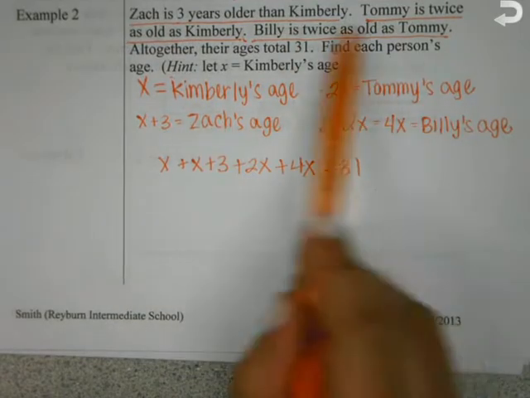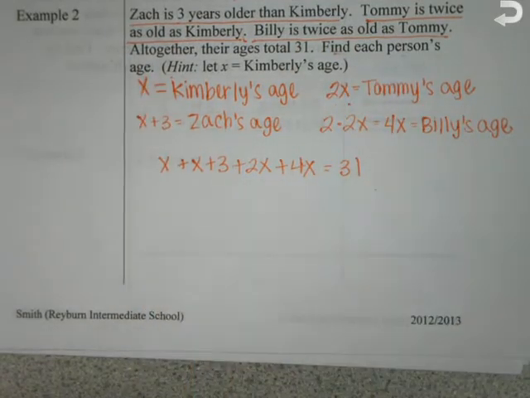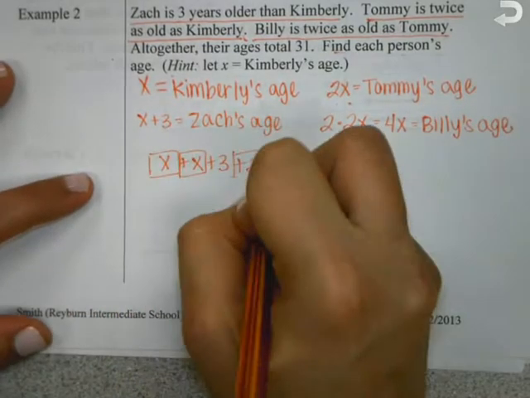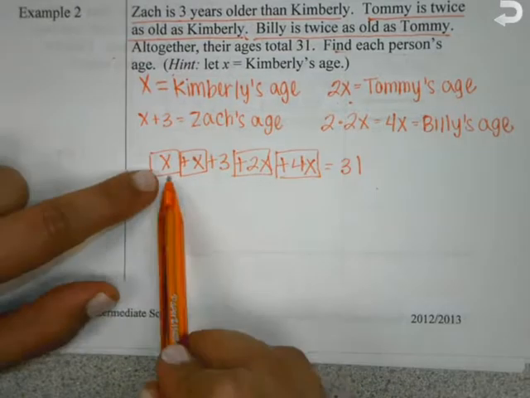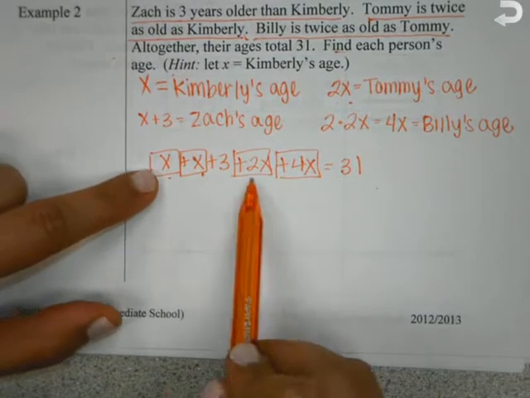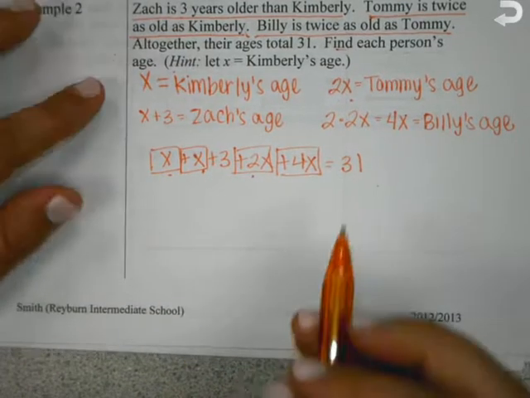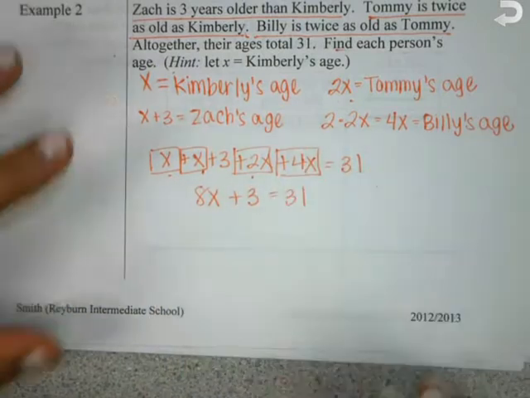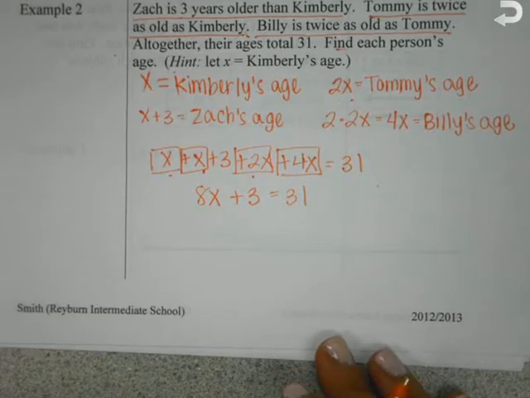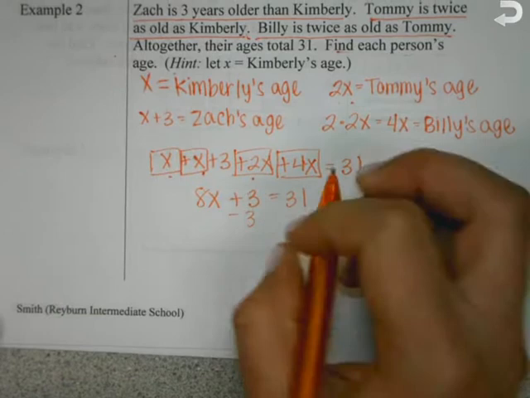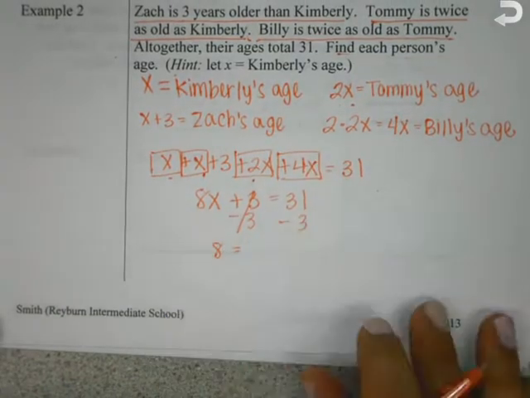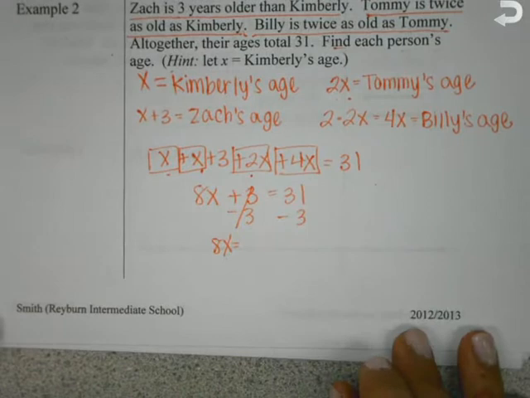Okay, so let's combine like terms. I have x plus 2x plus 4x. So that's going to give me x plus 2x plus 4x, 7x, plus 3 equals 31. And now we know how to do this. Subtract 3 from both sides. So 7x equals 28. Divide by 7.